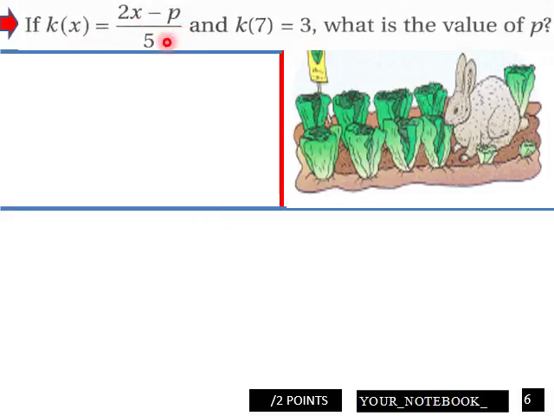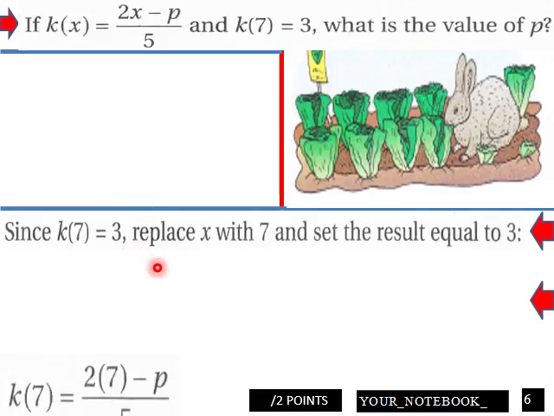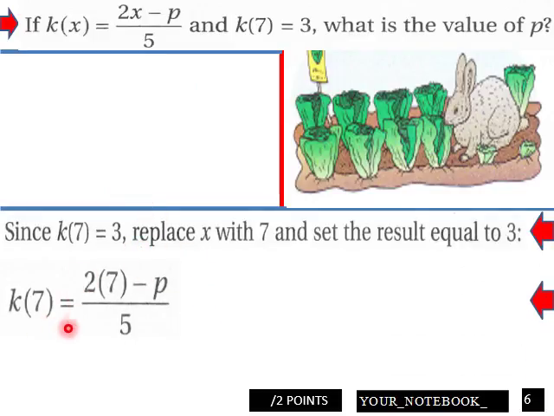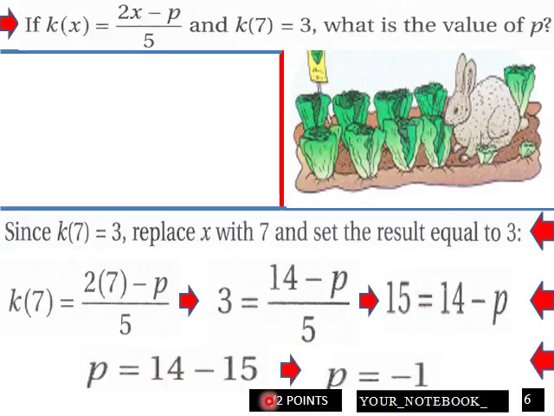If k of x equals 2x minus p over 5, and k of 7 equals 3, what is the value of p? So we're going to plug in here. k of 7 equals 2 times 7 minus p over 5. 3 equals 14 minus p over 5. We just work through, and then we solve for p. p equals 14 minus 15, so p equals -1. So that's an example of finding p using this function when x equals 7.